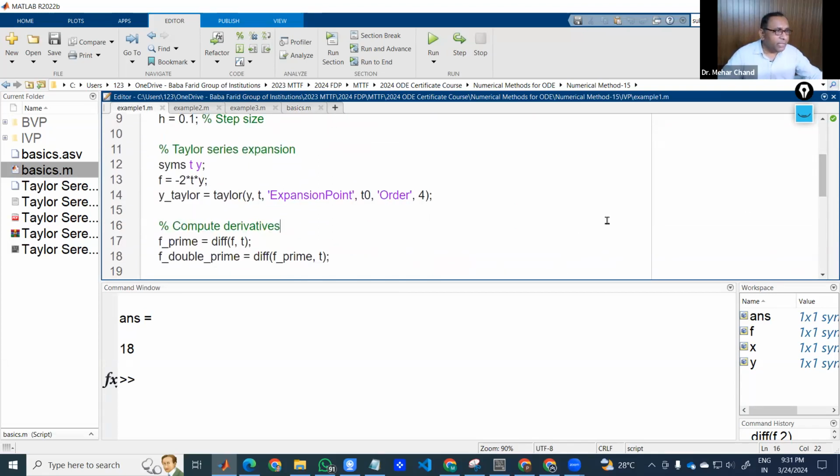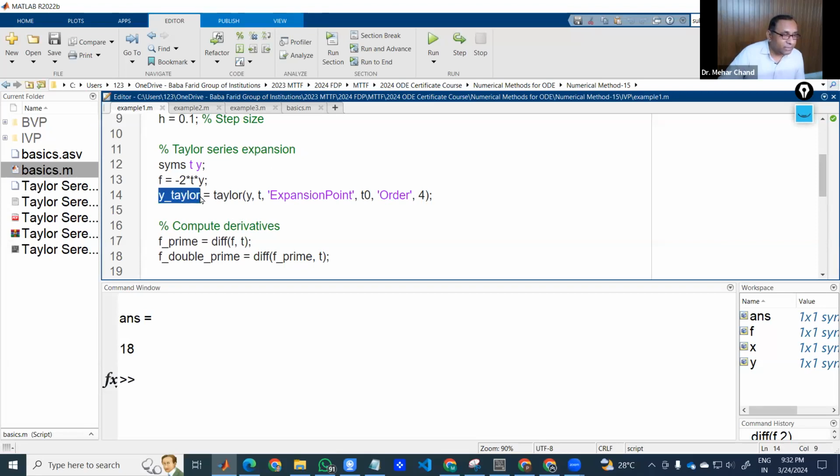Yes, coming back. Here, first we need to declare the variables. Syms t y, as the differential equation involves two variables t and y. So this is the function, dy upon dt is equal to f of t y. This is the function handle, f is equal to minus 2 t y. Now we want to expand by using the Taylor series.